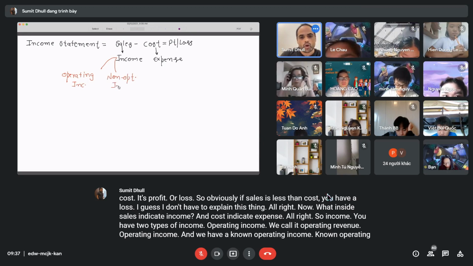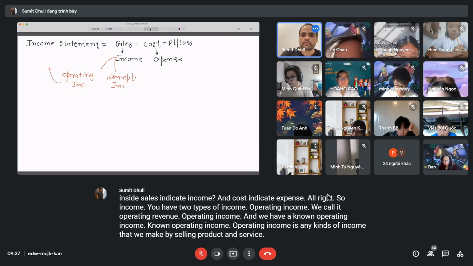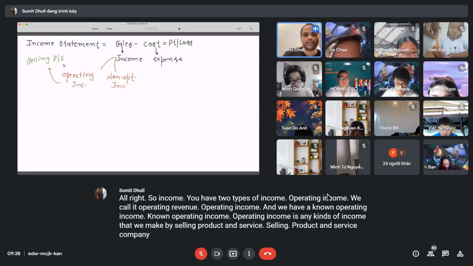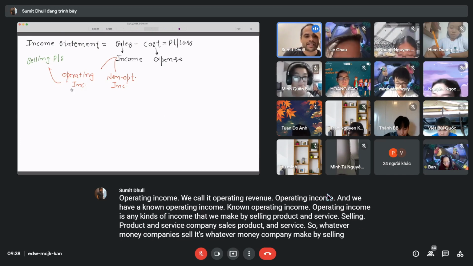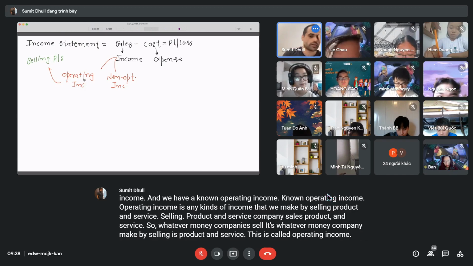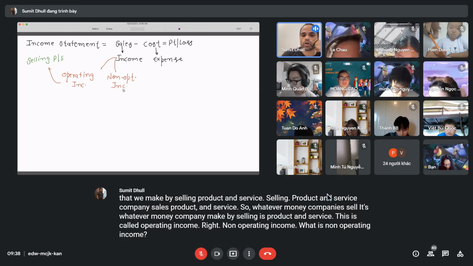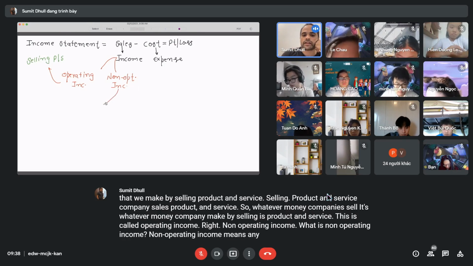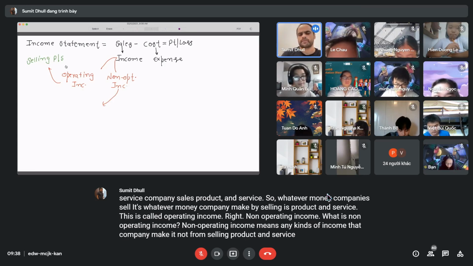Operating income is any kind of income that we make by selling product and service. Company sells product and service. So whatever money the company makes by selling its product and service is called operating income, right? Non-operating income. What is non-operating income? Non-operating income means any kind of income that the company makes not from selling product and service, something else.